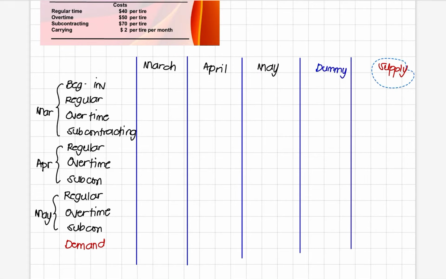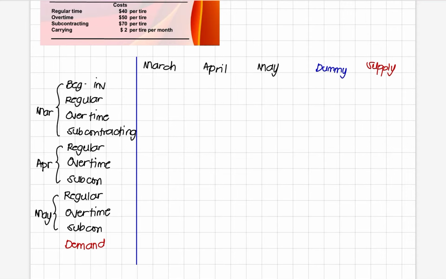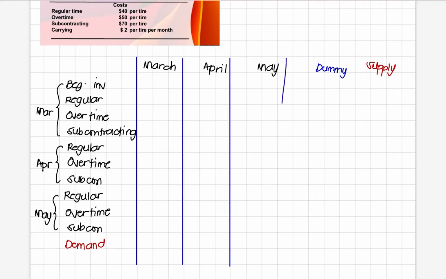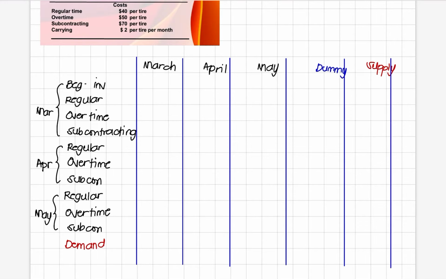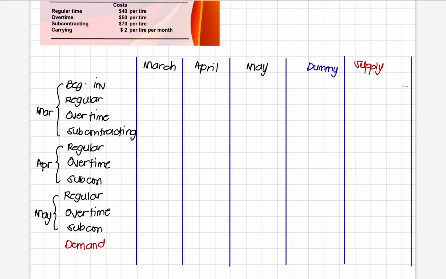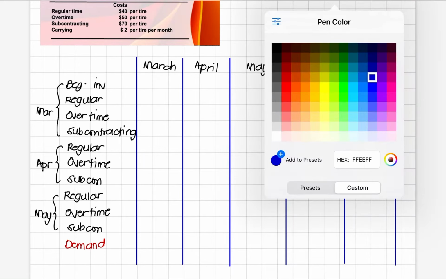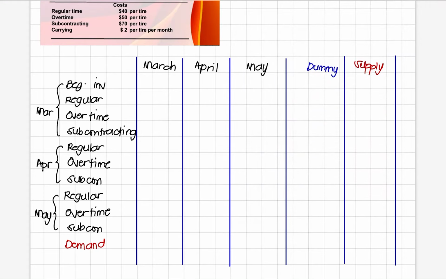Masyado kasi silang crowded. Hindi pala pantay yung mga lines ko. Dapat pare-pare sila ng length. Okay. Sud ko lang yung April. Ay, sorry, hindi sumama lahat. And then yung May. And then yung dami. Right there. Okay? So, syempre, kung meron tayong vertical lines, you also have the horizontal lines. Lighter colors.